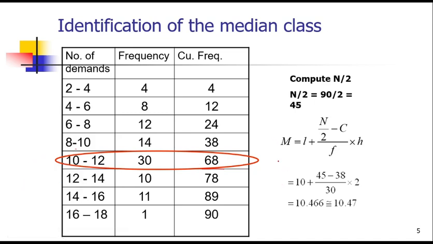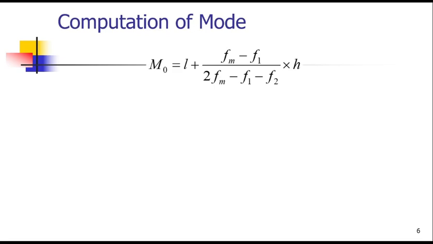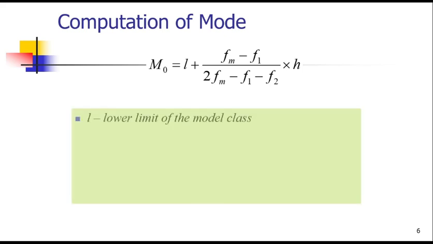Computing the median is over. Now let us compute the mode. So, computation of the mode. This is the formula for mode. Let us try to understand what the formula for mode is telling me. So this is the L. What is L? Lower limit of the modal class.